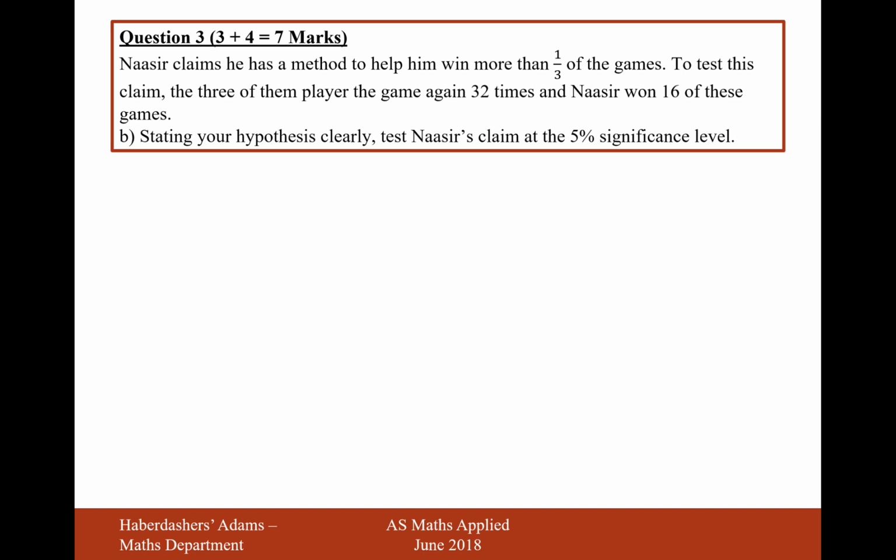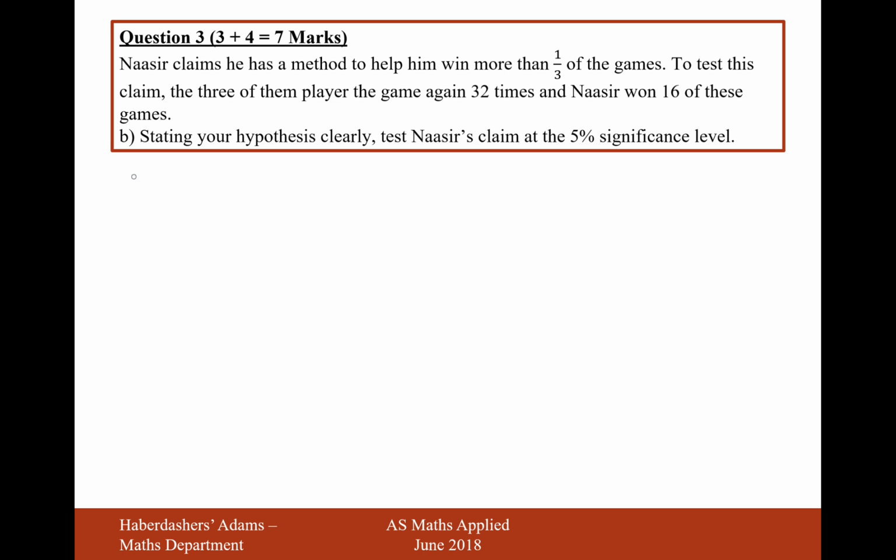Let's move on to part B now. Nazir claims he has a method to help him win more than 1/3 of the games. To test this claim, the 3 of them play the game again 32 times, and Nazir won 16 of these games. Stating your hypothesis clearly, test Nazir's claim at the 5% significance level.